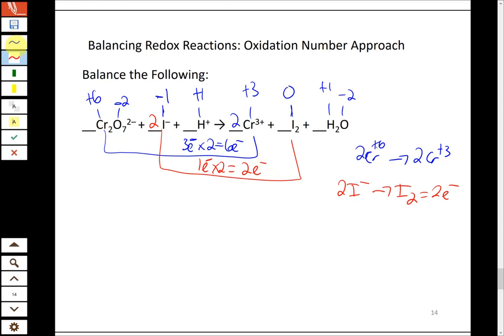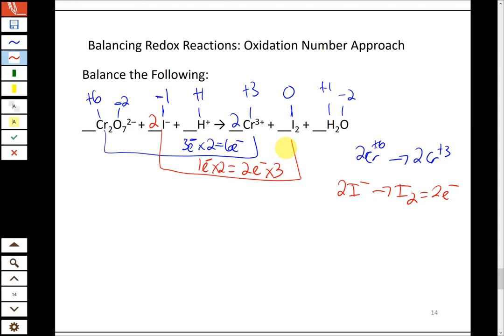All right, so that's how we count electrons. It's a little bit more challenging in this case because the ones that are changing oxidation numbers appear on different sides of the equation. But we have to make sure now that these in total are all balanced. So right now we have 6 electrons for chromium and only 2 electrons for iodine. So what we need to do is make those the same by tripling that to also make it a total of 6.